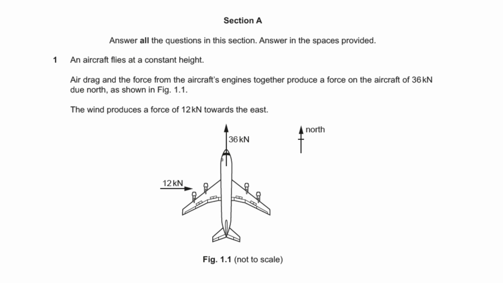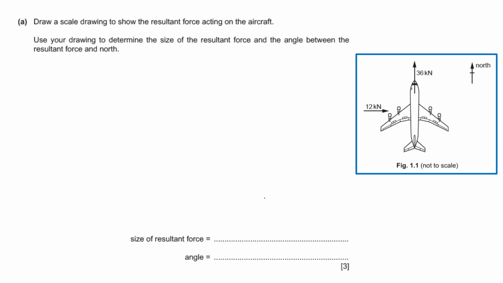The wind produces a force of 12 kilonewton towards east. This is the 12 kilonewton force towards the east, and this is our figure. So draw a scale drawing to show the resultant force acting on the aircraft. Use your drawing to determine the size of the resultant force and the angle between the resultant force and the north. Remember, in order to solve this question, you have to use a ruler, pencil or your pen, and a protractor.